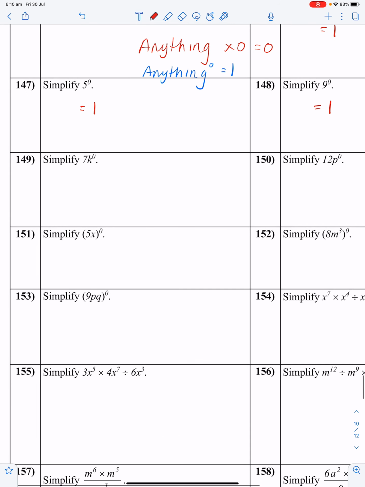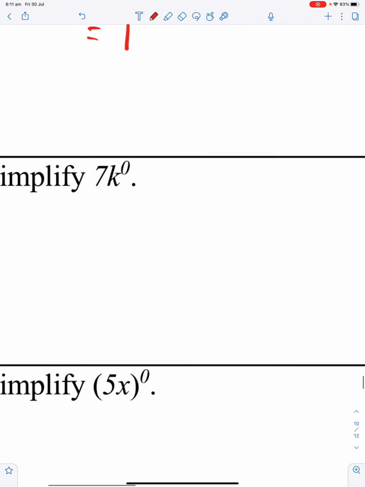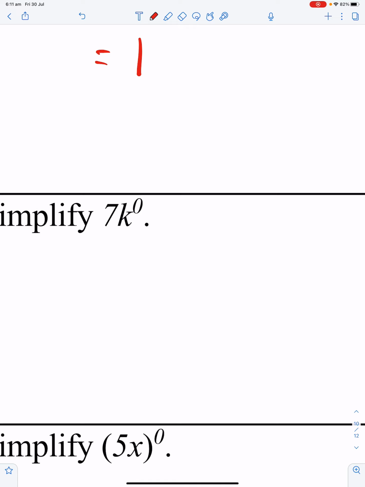Now in 149, I want you to be careful please and use common sense. You can see in 149, only the k is to the power of 0, not the 7. Really, based on your algebra skills by now, you should know that I can rewrite this question as 7 times k to the power of 0. Now, 7 times 1, because k to the power of 0 is 1, so the answer is 7. So please be careful, don't just see a 0 and start writing 1 everywhere, because you've got to use your previous algebra skills as well.